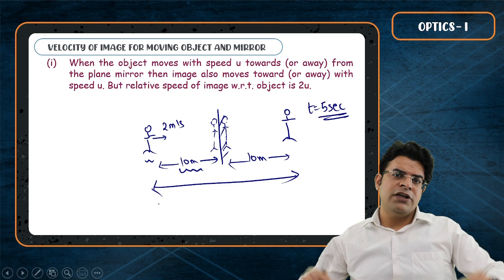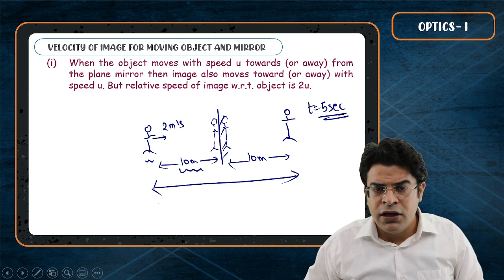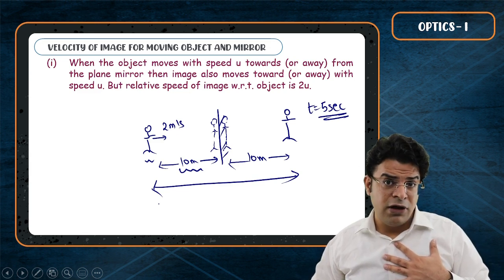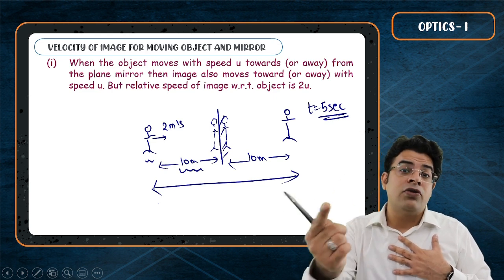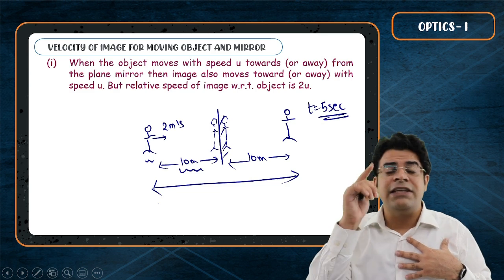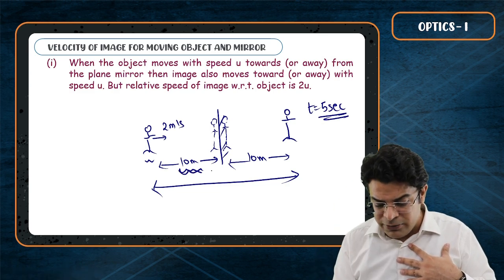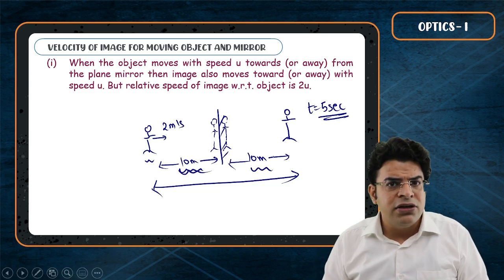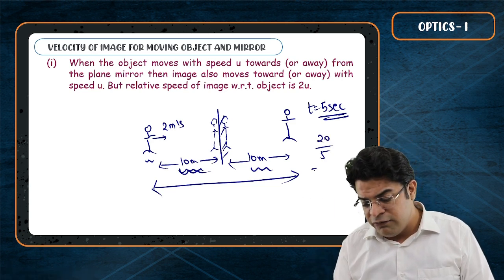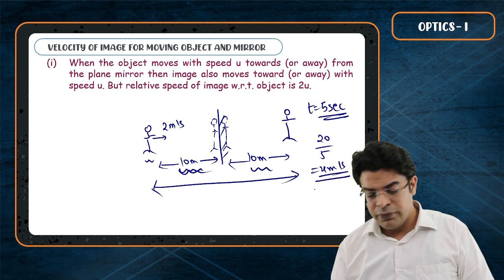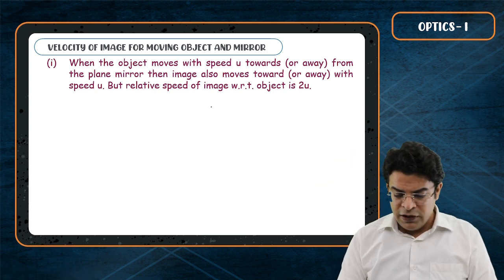You will say, I am fixed, I am static, I am not at all moving, as seen by me. This mirror is coming towards me as well as the image is coming towards me, and as seen by me, this image travels a distance of 20 meter, 10 plus 10, in 5 seconds. So the image must be coming towards me with a speed of 20 by 5, that is 4 meter per second. Or you can simply use relative velocity.